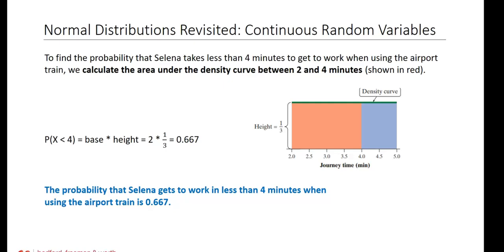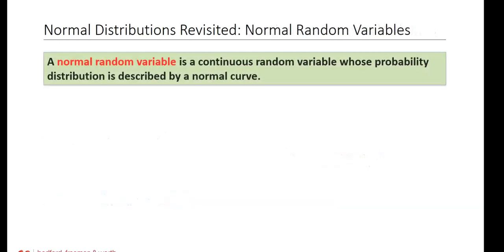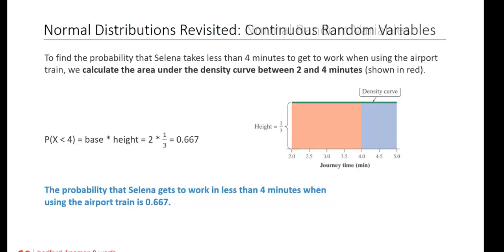We want to calculate the chance that she gets there between 2 and 4 minutes. So that's the area we're shading there between 2 and 4. So now our length is just between 2 and 4, which is 2. So 2 times 1/3. The area under the curve of the interval we want is going to be 0.667 or 66.7%. So she'll get to work in less than 4 minutes 66.7% of the time.